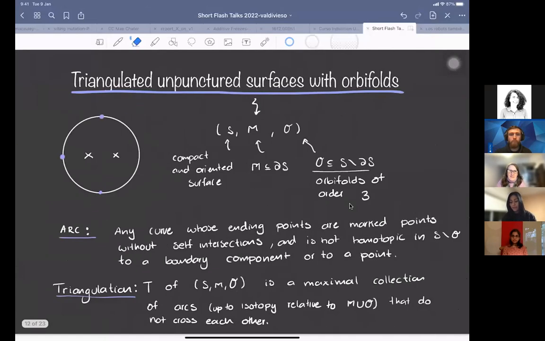First of all, I wanted to talk about triangulation of surfaces with orbifolds. So in this case, we are considering a compact surface, a finite set of marked points, but on the boundary. So we don't have marked points in the interior. And we are considering as well a finite set of orbifold points, in this case of order 3.